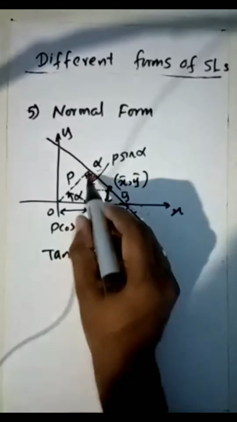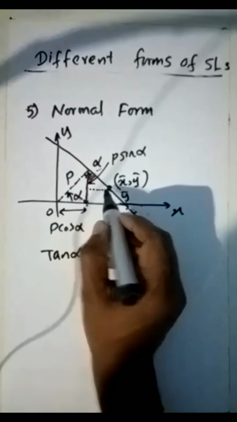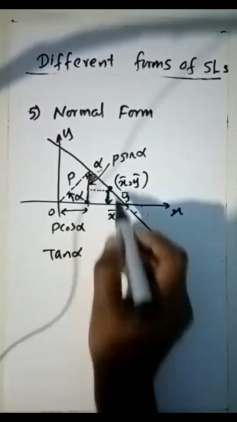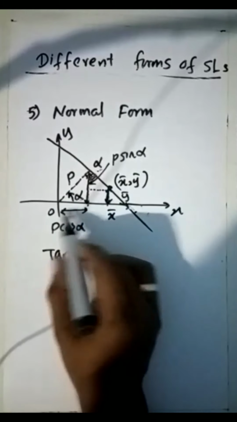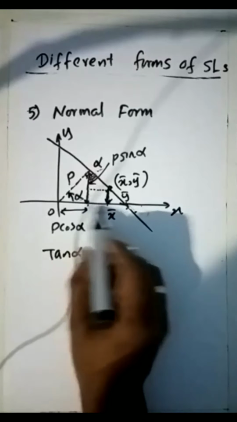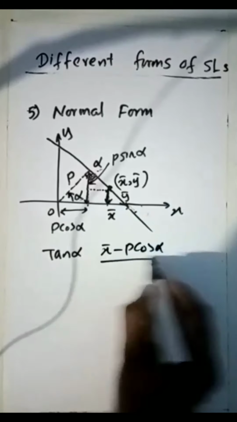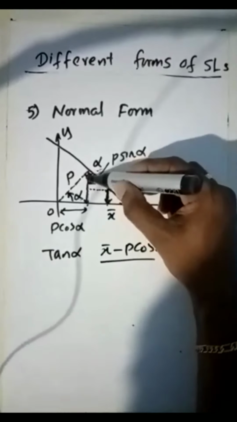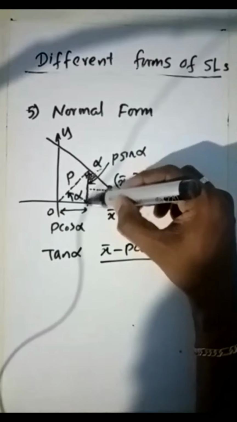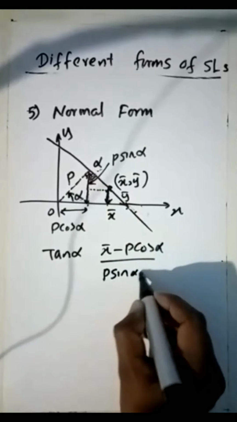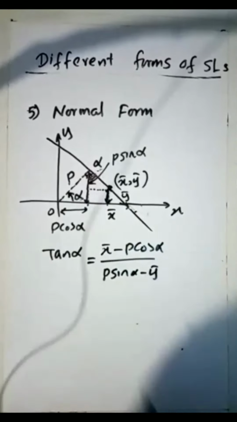Okay. Here consider small triangle. Tan alpha here opposite side. Here coordinate x bar and here this length p cos alpha. Then here this difference will be x bar minus p cos alpha. Divide by here this length. Here full length p sin alpha. Here this part y bar. Then p sin alpha minus y bar. The same.